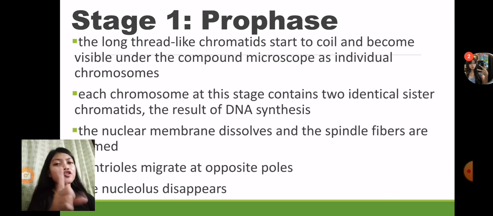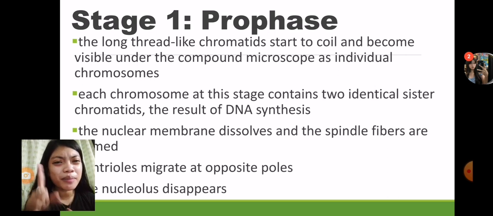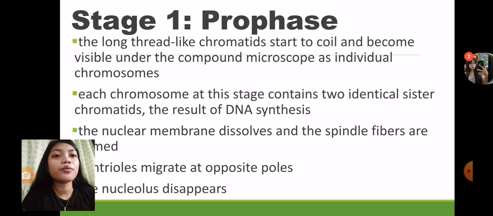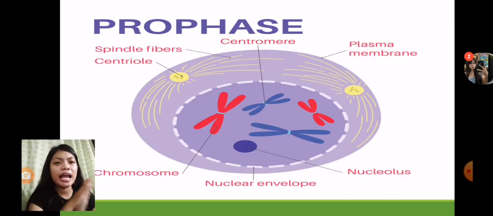So ang hinumduman sa prophase, ang spindle fibers ma-form. Wala na yung nucleus. Disappear ang nucleus, and ang nucleolus ma-disappear. Ang nuclear membrane ma-dissolve. So ang hinumduman sa prophase, spindle fibers ma-form, and wala na yung nucleolus. Nuclear membrane mawala na pud. Okay? So next, tan-awon nato ang picture sa prophase.